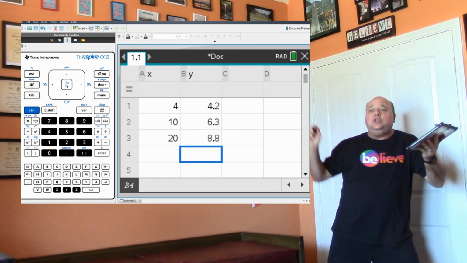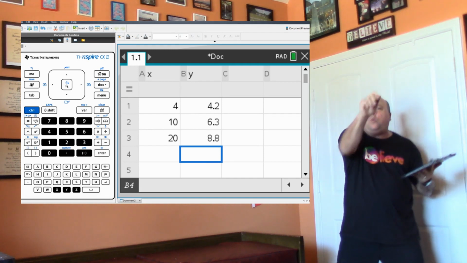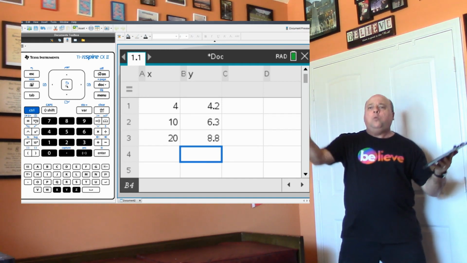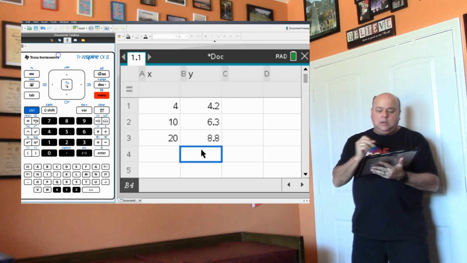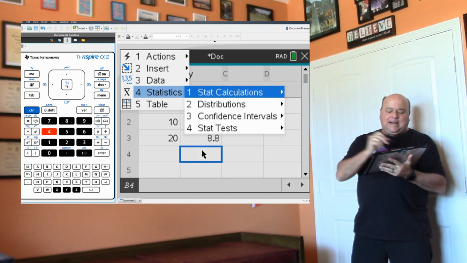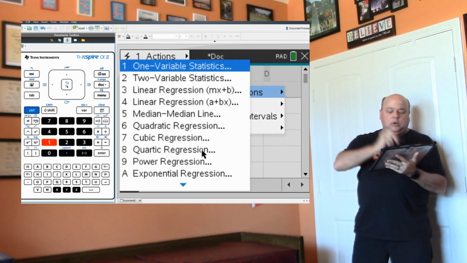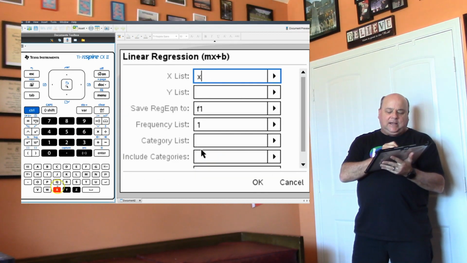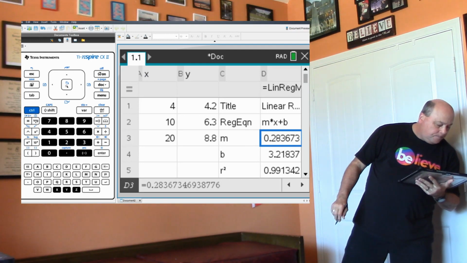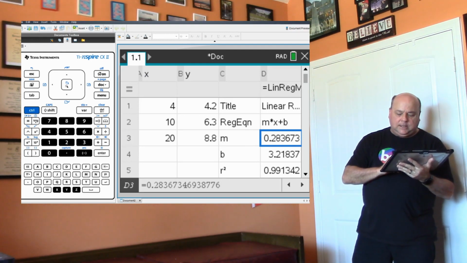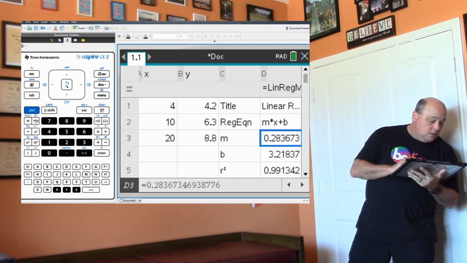Now then, menu 413, X down, Y down, enter. So menu, statistics, stat calculations is 1, linear regression is 3, X down, Y down, enter. Bam! My M is 0.28, and I obviously did that wrong. I did not do 4, 10, and 20. I did not do this right when I did the calculations.